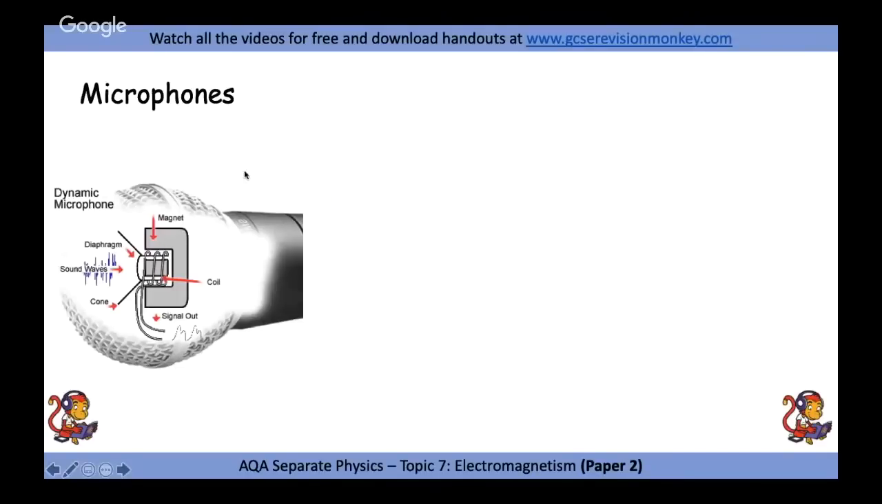So microphones, really it's the same story as speakers, just in reverse. So instead of having an AC input and it producing kinetic energy as the sound wave, making the cone move, this time it's going to be sound waves that make the cone move, that ends up giving out an electrical signal. So sound hits the thin cone, making it vibrate.